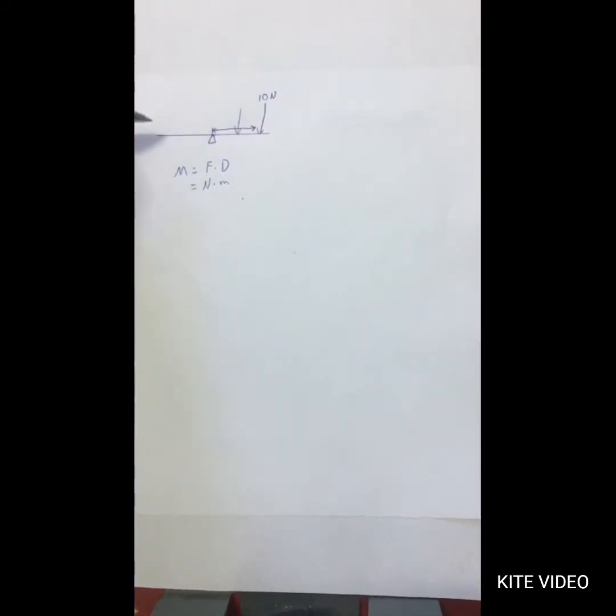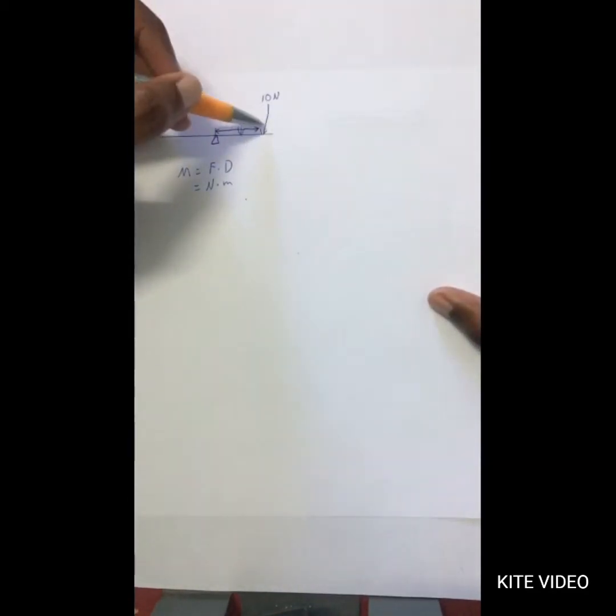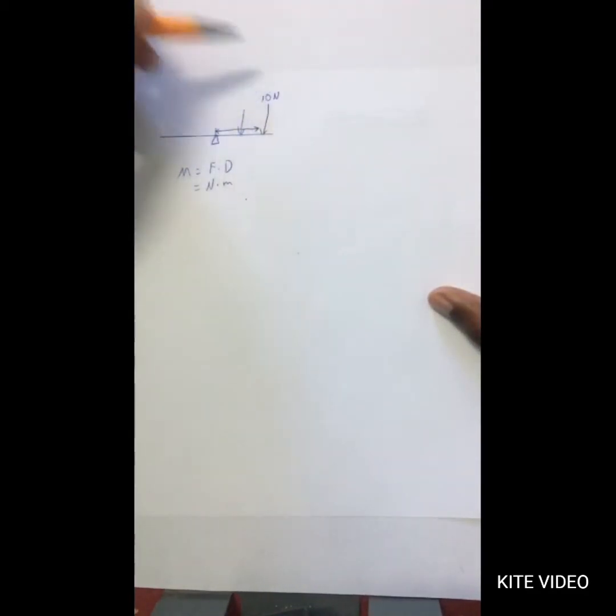So let's say we have a beam here which is 10 meters long and we have a force which is 10 newtons. Now a moment is a force that is applied at a perpendicular distance from the pivot point. As we can see here, we have a 10 Newton force that is applied perpendicularly from the pivot.